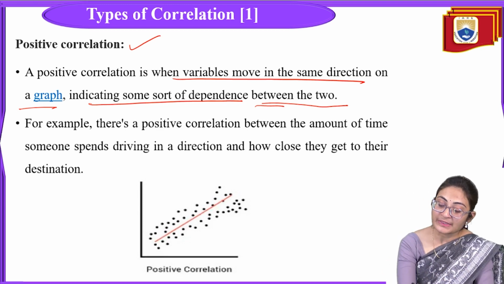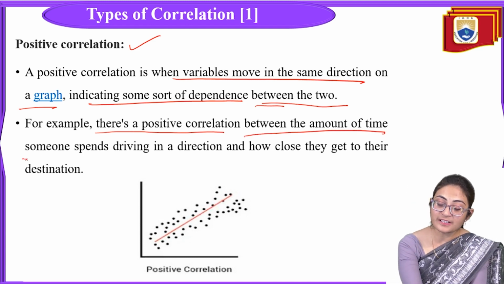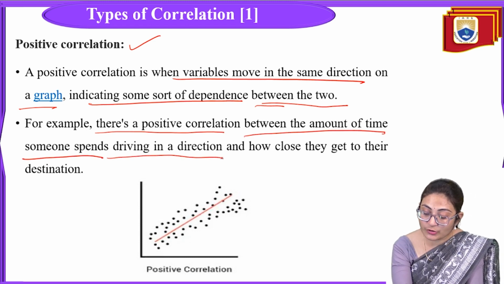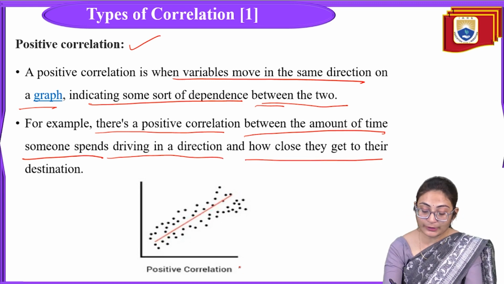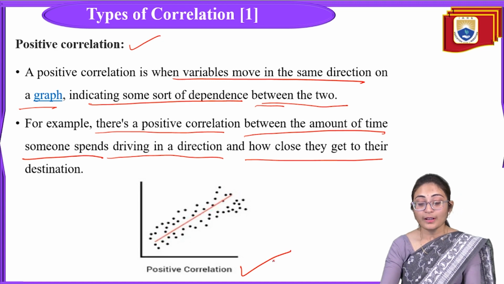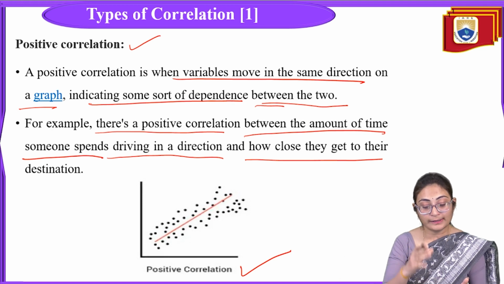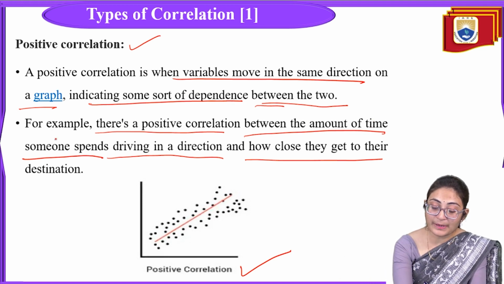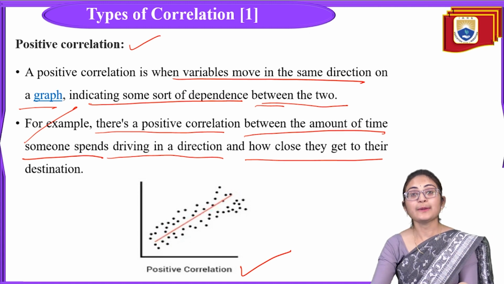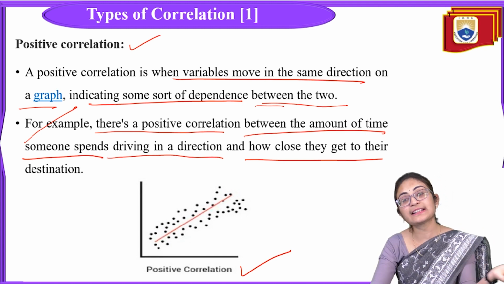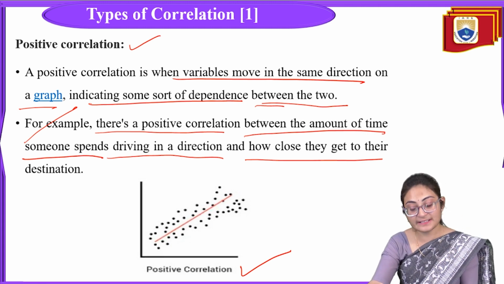For example, there is a positive correlation between the amount of time someone spends driving in a direction and how close they get to their destination. This is your positive correlation. So your variables are moving in the same direction, and this is the best example: the amount of time you are spending driving in the direction and how close you are now to your destination.